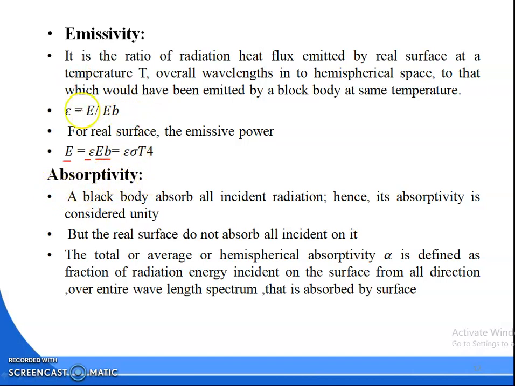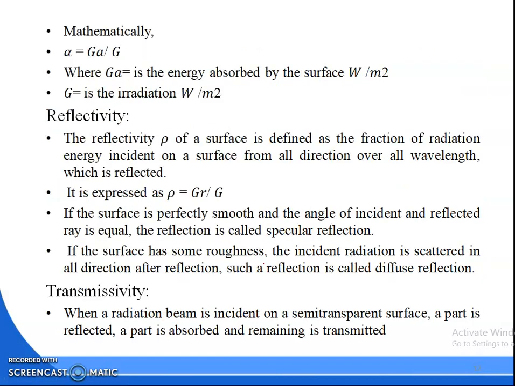Then absorptivity. What is absorptivity? A black body absorbs all the incident radiation from all wavelengths. Hence, its absorptivity is considered to be unity. But a real surface does not absorb all the incident radiation. So, what can I write? The total or average or hemispherical absorptivity alpha is defined as the fraction of radiation energy incident on the surface from all directions over the entire wavelength spectrum that is absorbed by the surface.